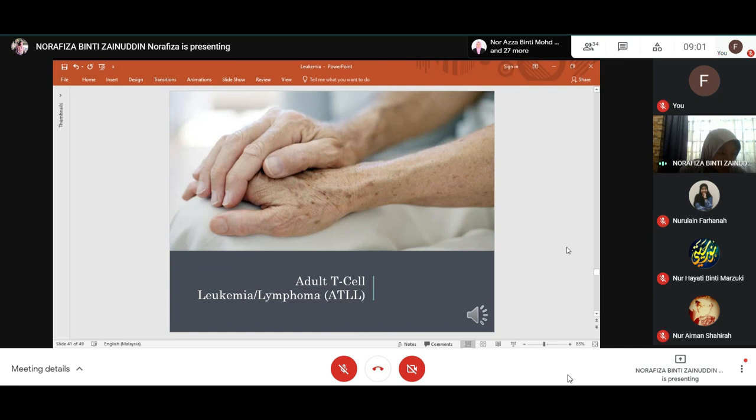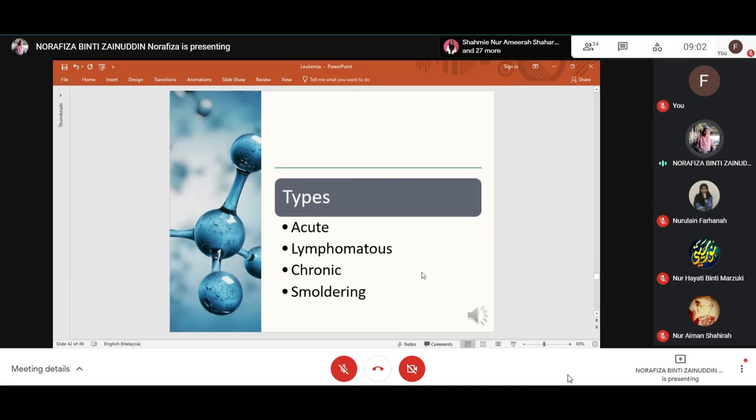Sekejap ya, saya tengok epidemiology dia. Okay, usually it is endemic in southwestern Japan, parts of Central and also West Africa, South America. Affecting those from 20 to 80 years of age, so a very wide range of age. So the average is around 58 years. Most patients presented with widespread lymph node and also peripheral blood involvement. So these are the types of ATLL.